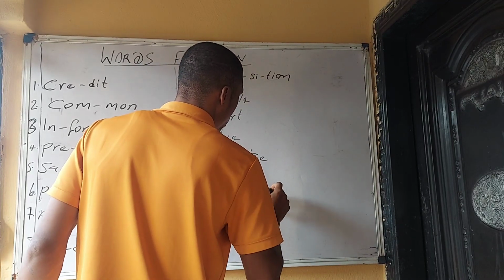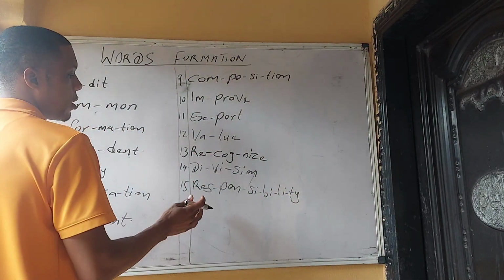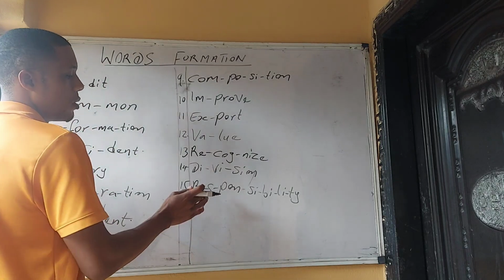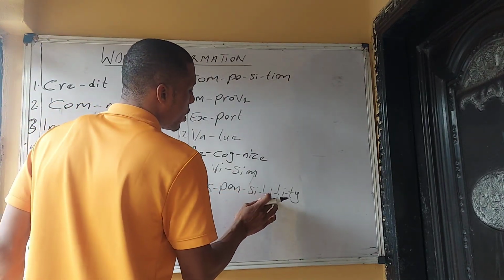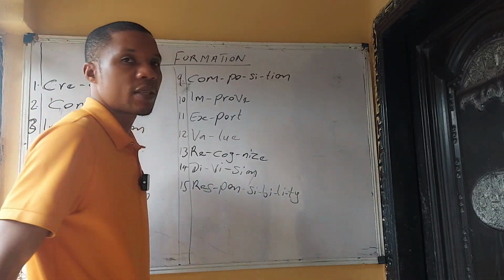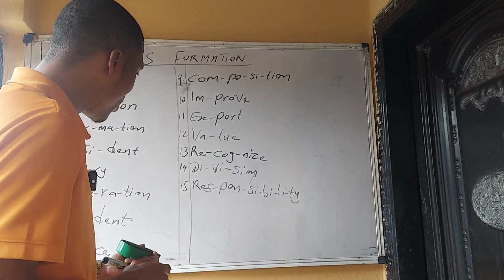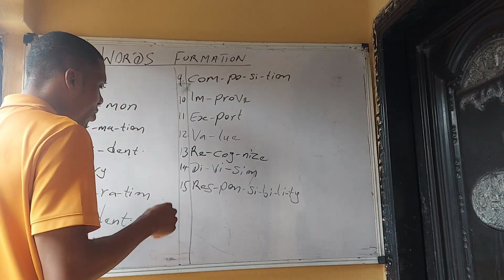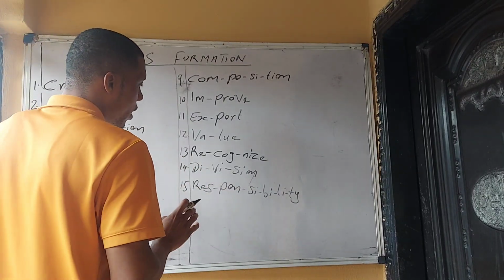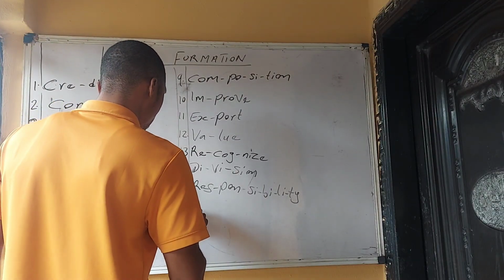responsibility. Responsibility. If you add it together, it's going to be responsibility. So you can see that it is very easy to have word formation with the consonant and vowel. Then with the help of syllable that will help you to break it down, you have your word formation without stress.